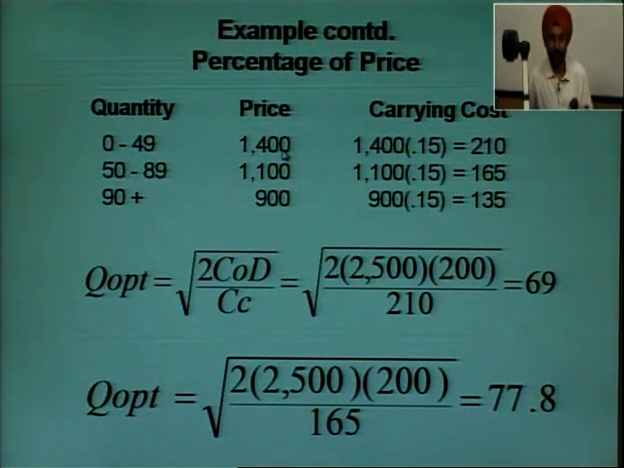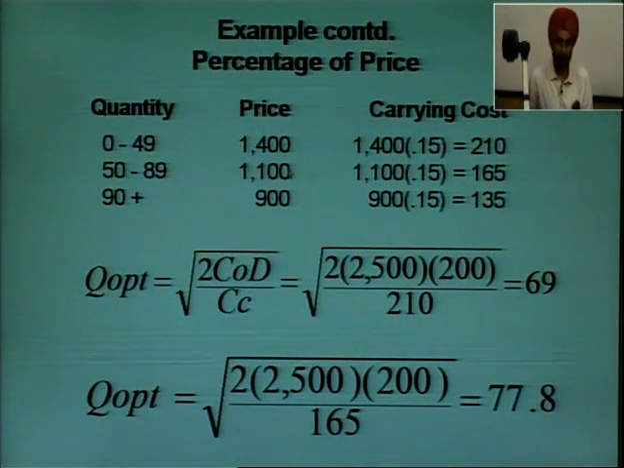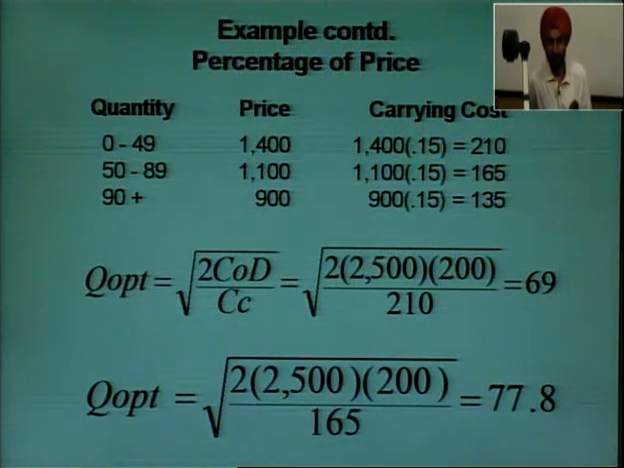Right at the beginning, we saw the number of methods in which carrying cost can be expressed. So, considering this, let us say it is 15% of this. Accordingly, our carrying cost will vary. Here our carrying cost is this much, here this much, and here this much, because carrying cost also varies according to the price that we have been offered. Starting with the first one, the first carrying cost in this case.